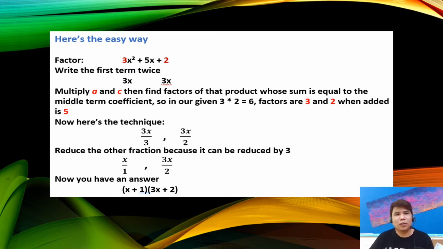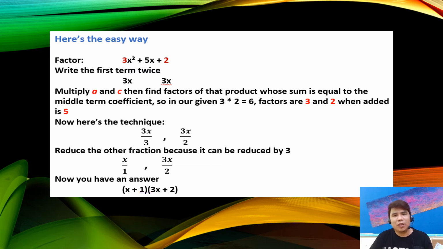Here we write the first term twice, so it's part of the technique. We write the first term twice, but do not include the power or the exponent, so you write 3x and 3x. Next you multiply your a and c, that's why it's highlighted here, 3 and 2. Then find factors of that product whose sum is equal to the middle term coefficient. Our middle term coefficient is 5.